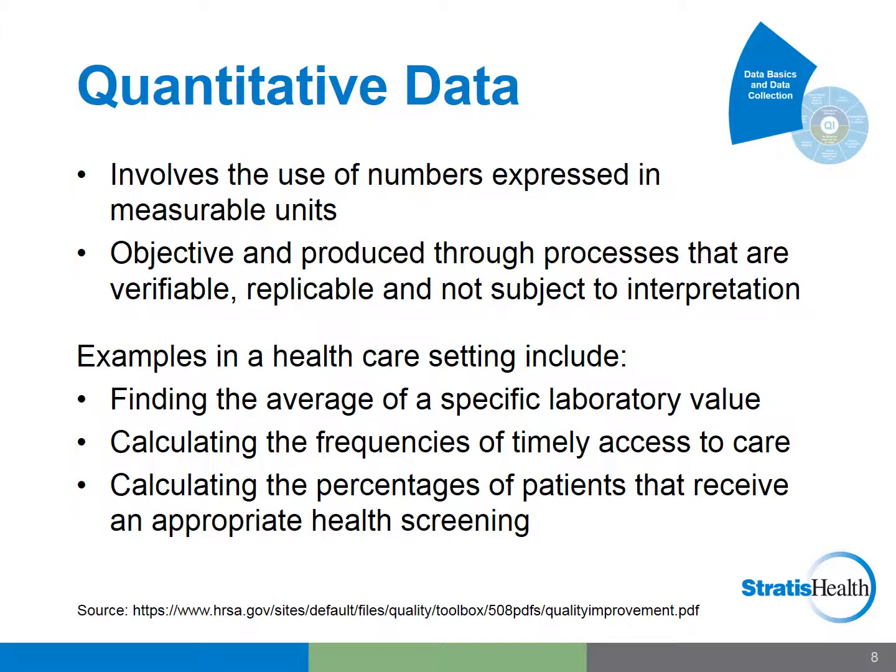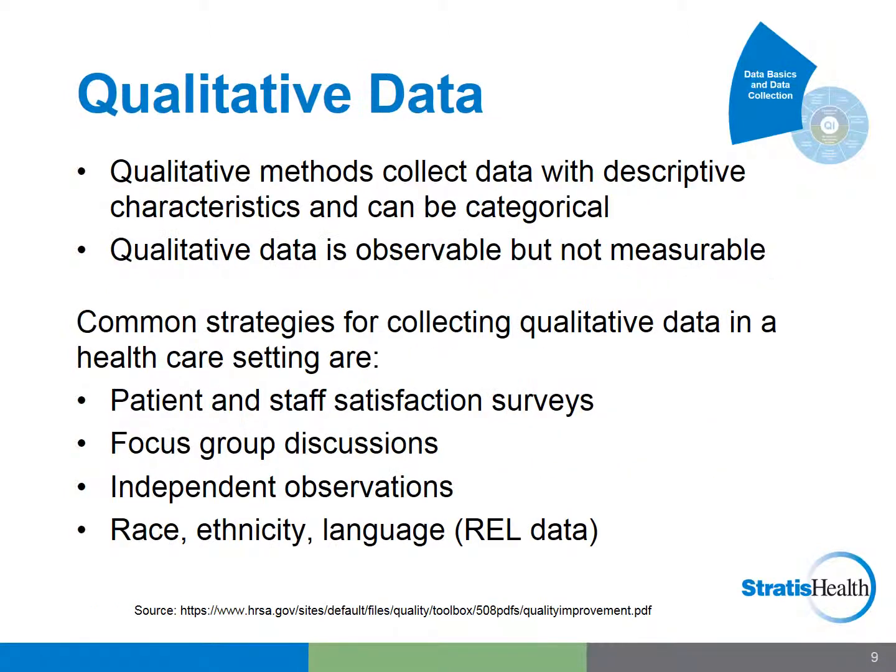Here are a few examples of using quantitative data in healthcare: finding the average of a laboratory value, recording patient vital signs or plotting the values on a graph over some period of time, calculating the percentages of patients that receive an appropriate health screening. Qualitative data is data with descriptive characteristics rather than numeric values. It can also be categorical, or placing observations in specific categories. Qualitative data conveys attributes and properties. It provides important information about patterns, relationships between systems, and is often used to provide context for needed improvements.